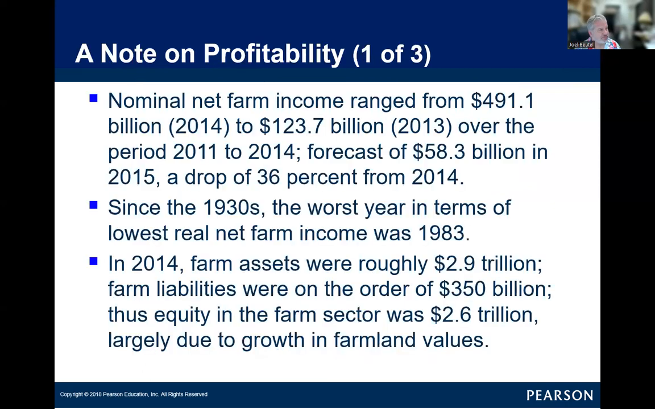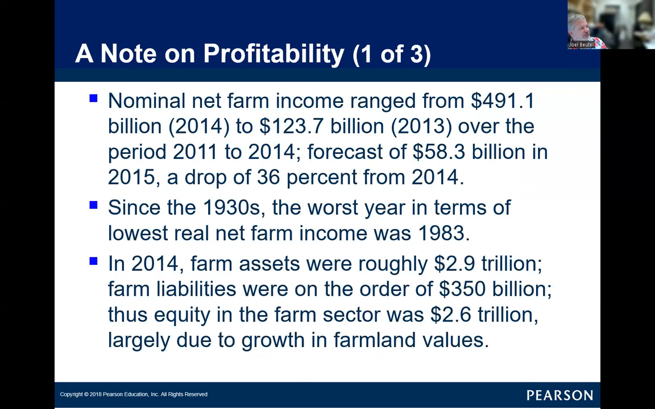tangible equity is there? So nominal net farm income has ranged from 491 billion to 123 billion over the period from 11 to 14. And forecasts 58.3. Anyway, you guys can read this. It's just a wall of numbers. But nothing really important to point out here.